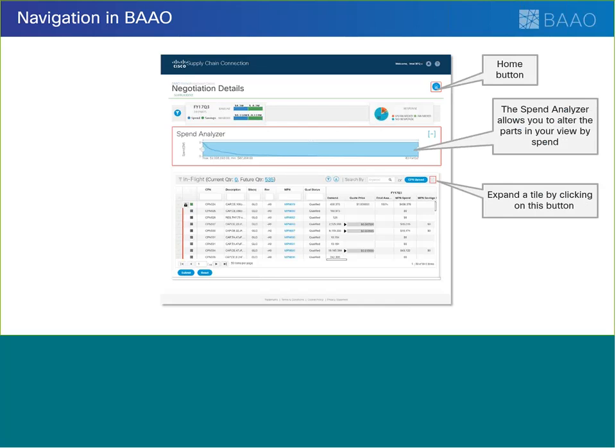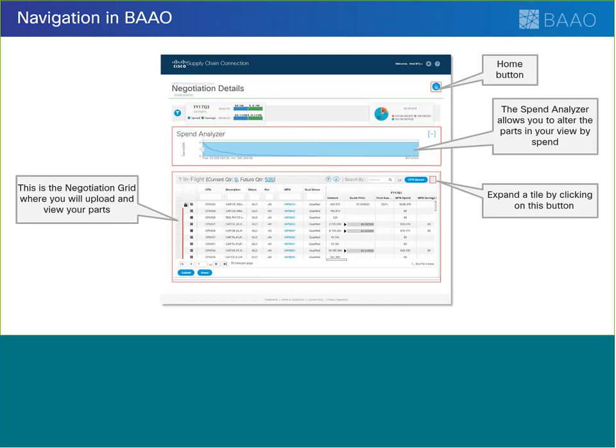These boxes within the application are referred to as tiles. Many of them can be expanded by clicking on the expansion icon. This tile is your negotiation grid where you'll upload and view your part details, where you'll do most of your interactions through the negotiation grid. Finally, this filter can help you sort out parts that require response versus parts that are awaiting Commodity Manager award. We'll be exploring this capability as we move on.